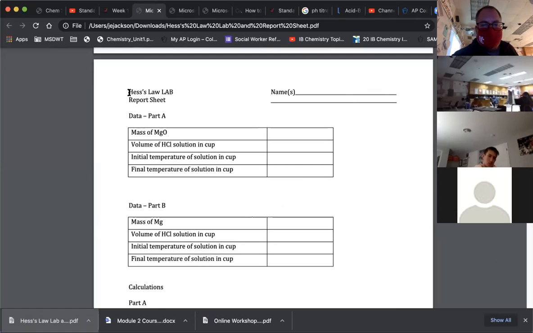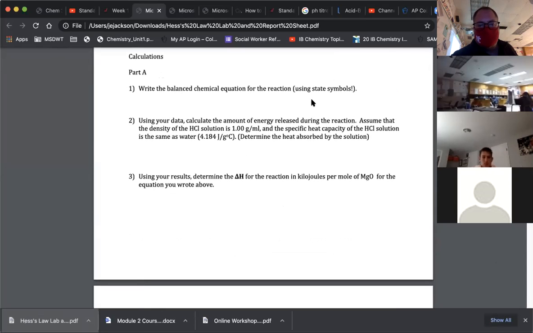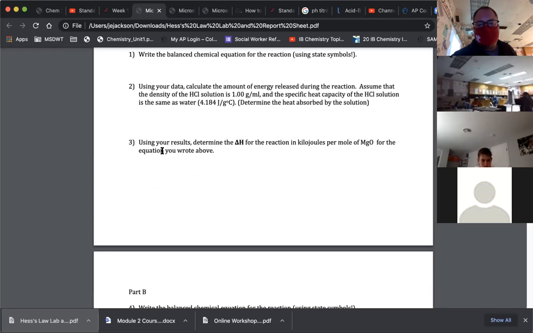If you want to get ahead, part A of this laboratory we've already done. We did that yesterday. So that was the volume of the HCl and the initial temperature there. Write a balanced equation and, just like you did before, determine the heat absorbed by the solution. All you have to do is write the answer that you got from the laboratory for question A. And then here it says, using your results, determine your delta H for the reaction. That would be question B from yesterday.